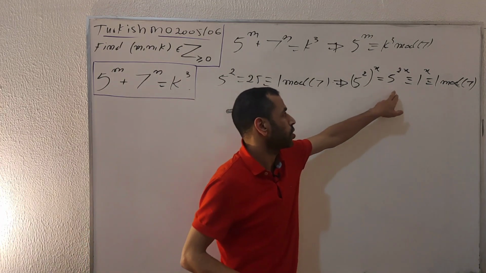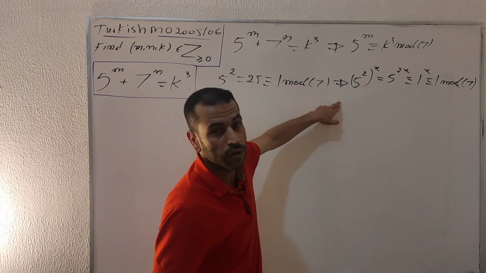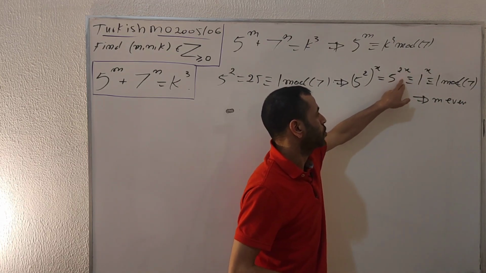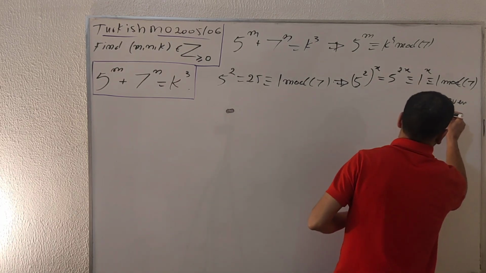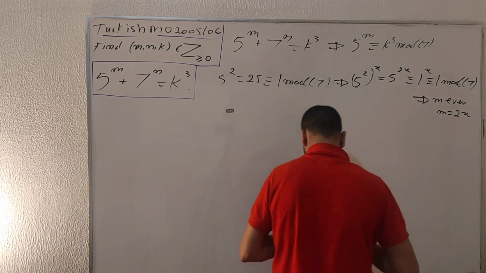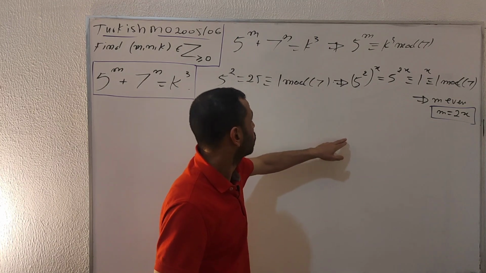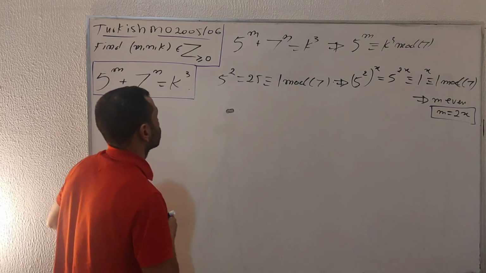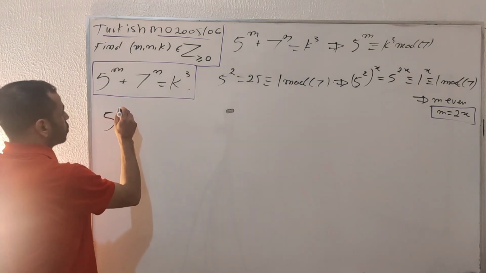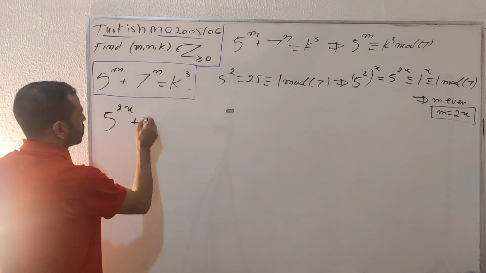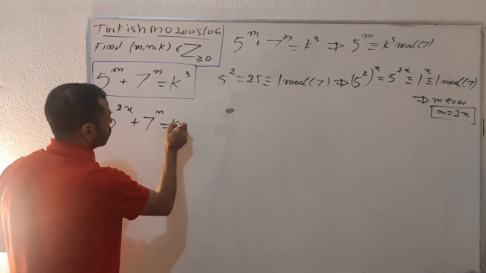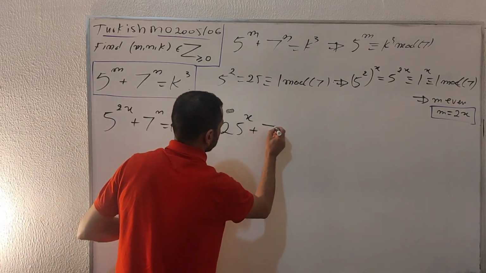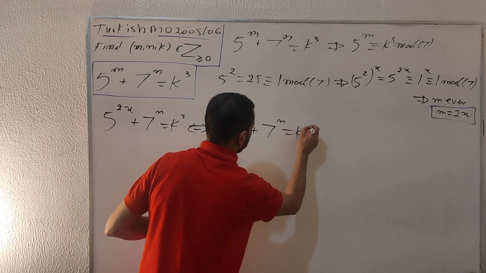So what's this one telling us? It's telling us m is even, because it's written in the form of 2x as an exponent. Let's set m equals 2x like this. Since we know m is even, I'm going to take this value of m and insert it into the original equation. So I will have 5 to the 2x plus 7 to the n equals k cubed. Okay, we'll have 25 to the x plus 7 to the n equals k cubed like this.